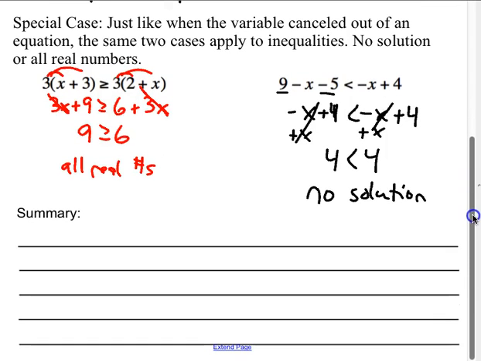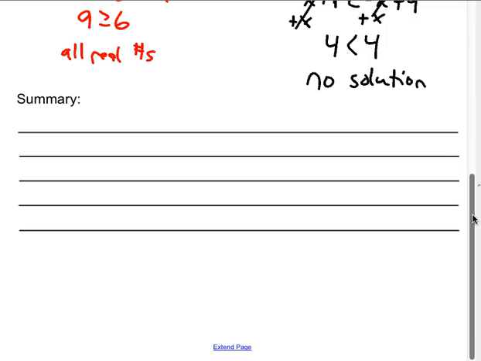All right, otherwise, that is all for today's notes. So, as always, do take a moment here and write out your summary for me, and then come back ready to do your practice work in class.